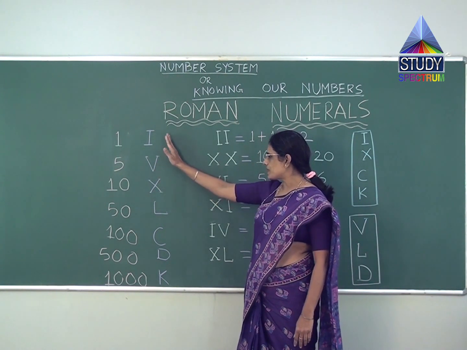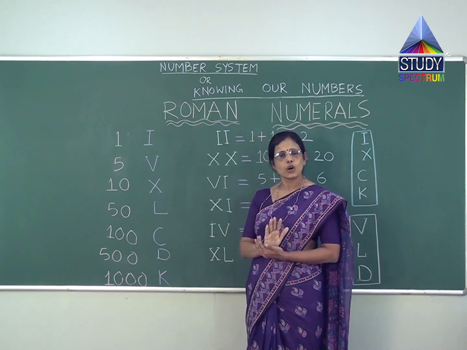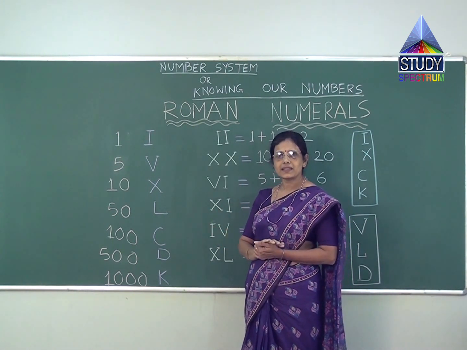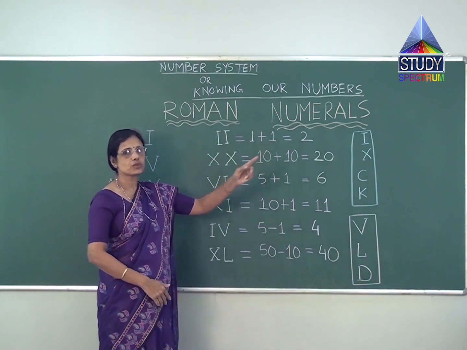These are the specific 7 types of Roman numerals. By these 7 numbers only you can write many numbers. Now see how. You see, suppose I want to write 2.